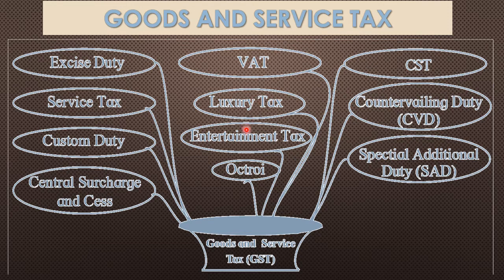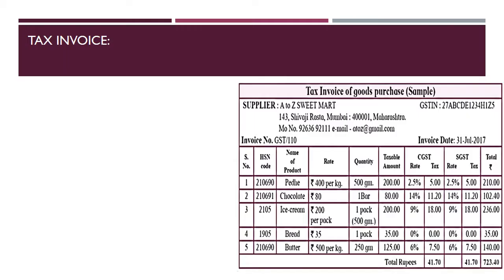VAT, luxury tax, entertainment tax, octroi, CST, countervailing duty, and special additional duty. Okay, all these were different types of taxes levied on different types of goods, purchase of goods and services. Now all this came under one common name which is called GST once it was introduced. So all these different types of taxes came under one name, that is GST. Okay, so let's know more about it.